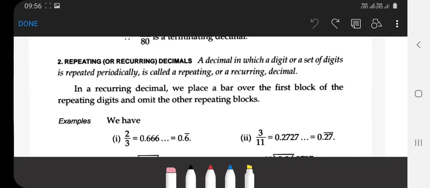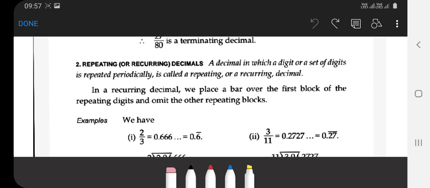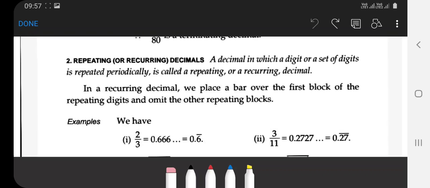So repeating or recurring decimals: a decimal in which a digit or set of digits is repeated periodically is called a repeating or a recurring decimal. A decimal, again I repeat, in which a digit or a set of digits is repeated periodically is called a repeating or a recurring decimal. Clear, students?